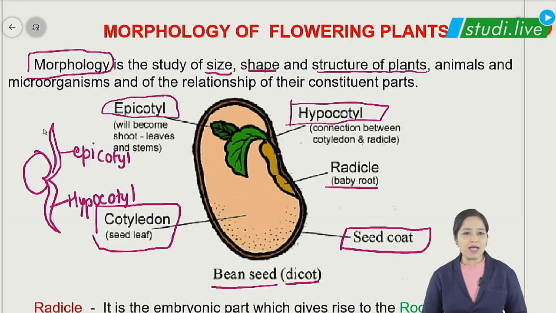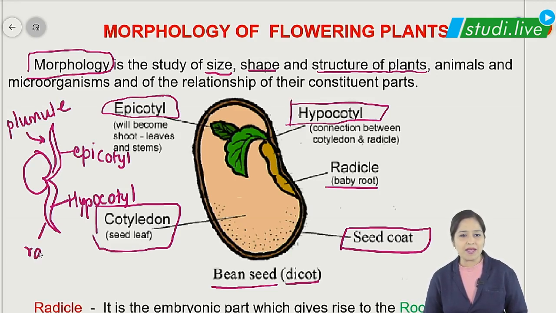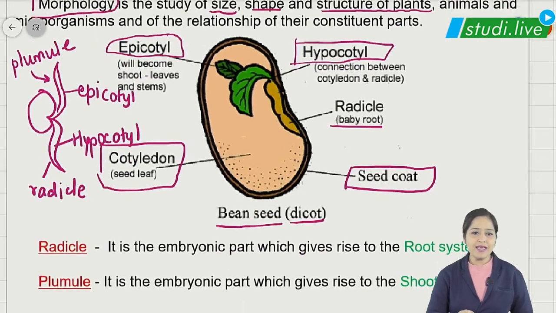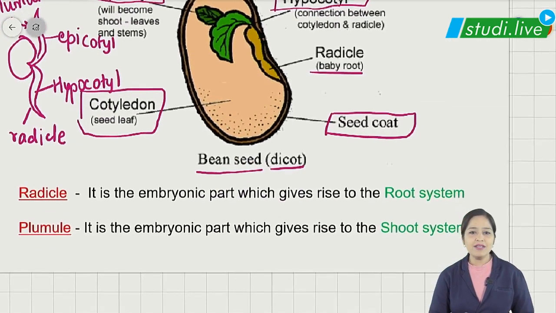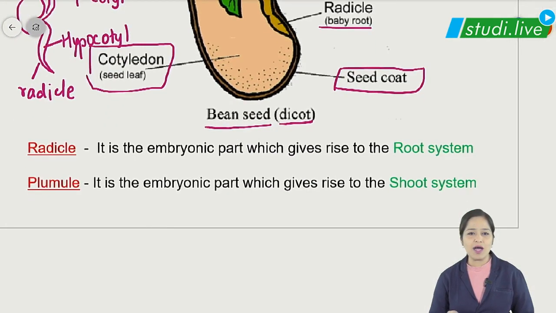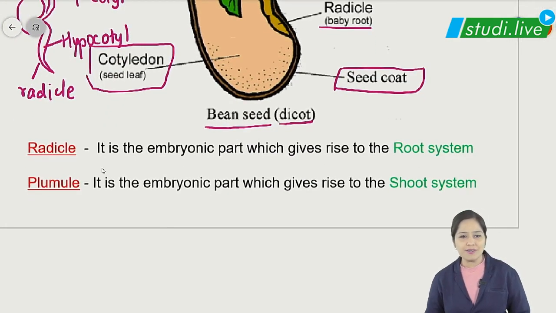So the epicotyl later forms the plumule. And the hypocotyl, which is below the cotyledon, later forms the radicle. So let us see what this radicle does. This radicle gives rise to a part which is known as the root system.